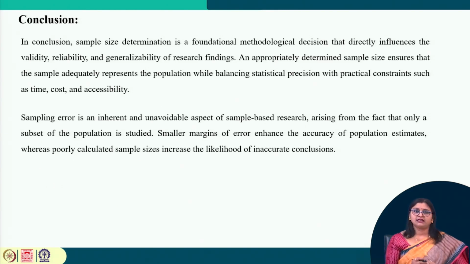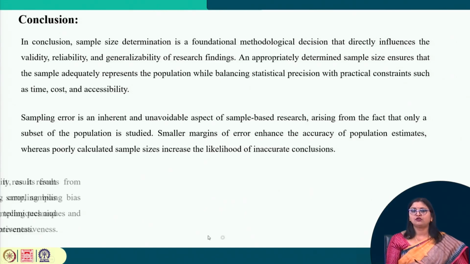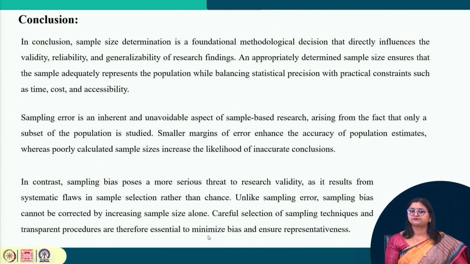Sampling error is an inherent and unavoidable aspect of sample-based research, arising from the fact that only a subset of the population is studied. A smaller margin of error enhances the accuracy of the population estimates, whereas a poorly calculated sample size increases the likelihood of inaccurate conclusions. In contrast, sampling bias poses a more serious threat to research validity, as it results from systematic flaws in sample selection rather than chance.